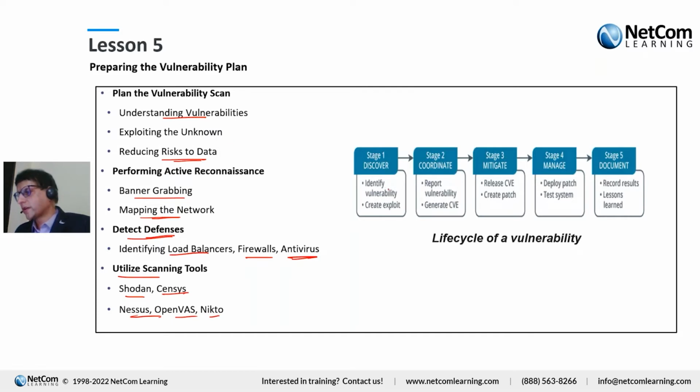So discover, identify vulnerabilities, create exploit. Or stage 2 is coordinate, report vulnerability, or generate CVE. Stage 3 is how you mitigate that, and then how you manage that, so how you document. So the life cycle of a vulnerability. We're going to understand that in detail here.